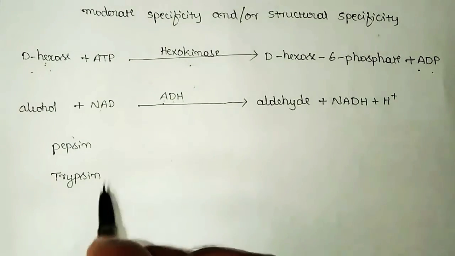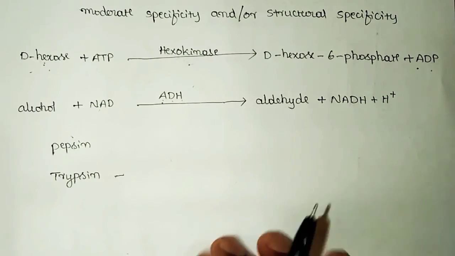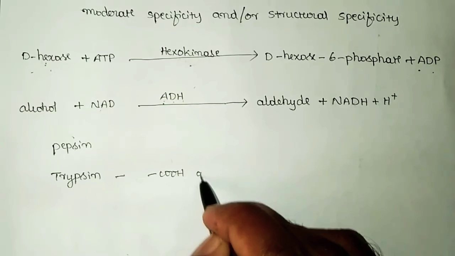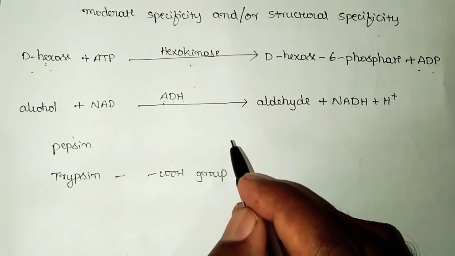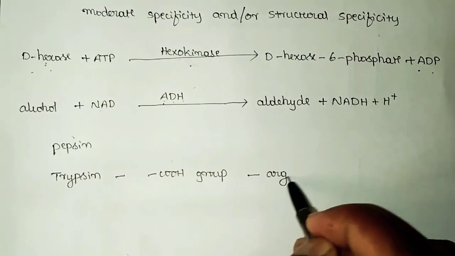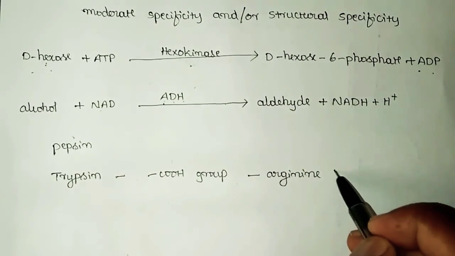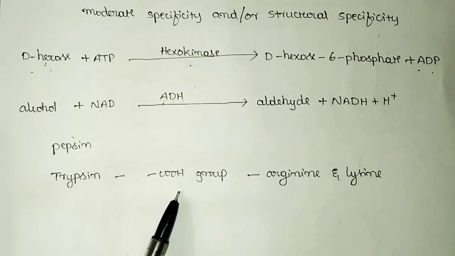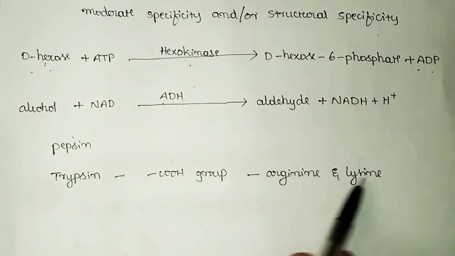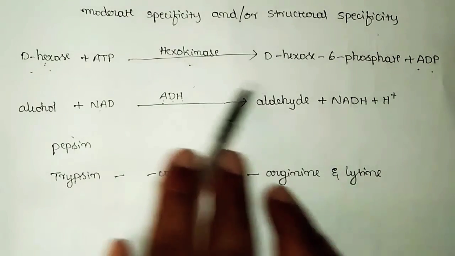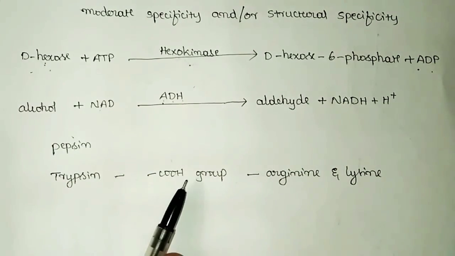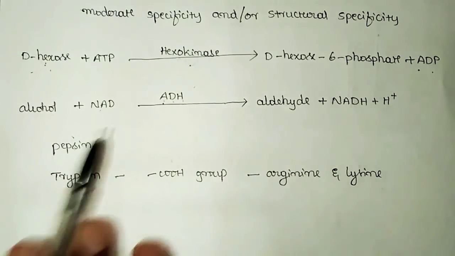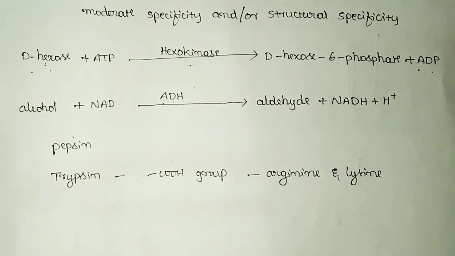Trypsin is the enzyme which can be used for hydrolysing the peptide linkages in which the COOH group contribution is given by two amino acids, that is arginine and lysine. When the COOH contribution towards the formation of the peptide bond is given by these two amino acids, and we want to break that peptide bond, then we can use trypsin in both of these cases. So here also we are observing group specificity.